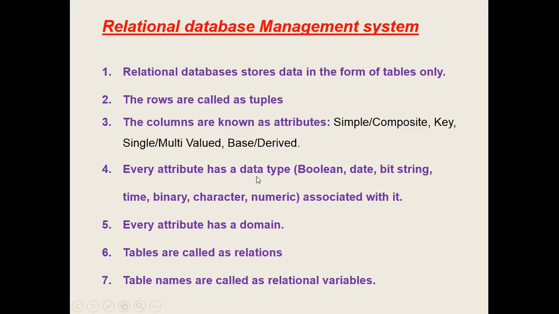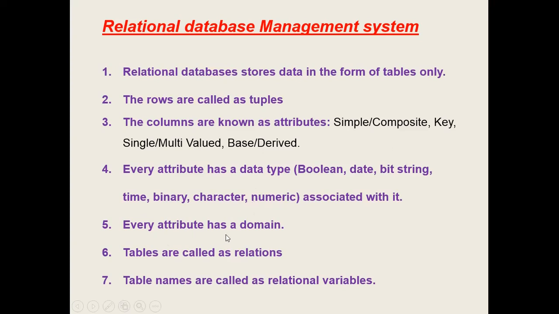Every attribute has a data type. It could be Boolean, which takes the value either true or false, or it could be a date. It could be a bit string, which corresponds to a single bit value 0 or 1. It could be a time or a binary data, which is used to represent one of two conceptually opposite values. For example, yes or no, present or absent, etc. Similarly, the attribute has a data type character or numeric.